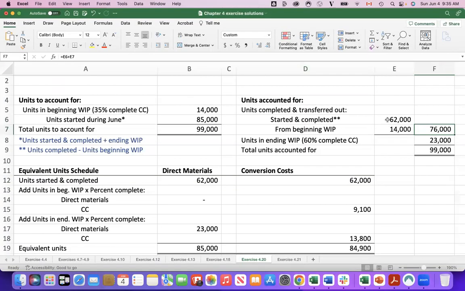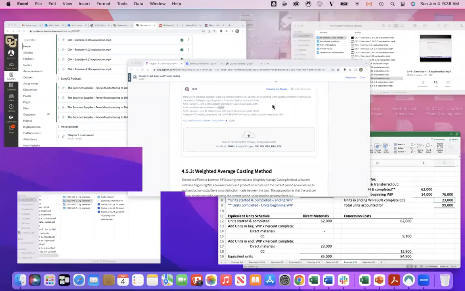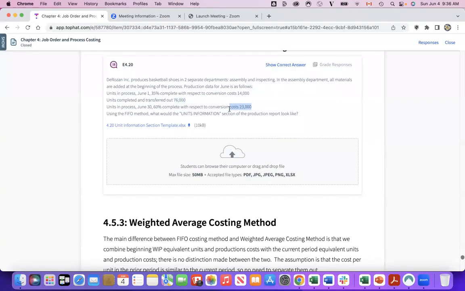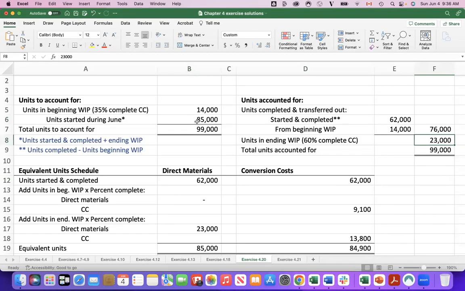Now that we know the amount that was started and completed, we can figure out how many units we actually started during the month. During the month, we started and completed the 62,000 that were fully completed and started during the month, plus the units that were in ending work in process, which, based off of the question stem, was 23,000 units. That means we started 85,000 units during the month. We began the month with 14,000 units. That means we have 99,000 units we have to account for during the month of June.